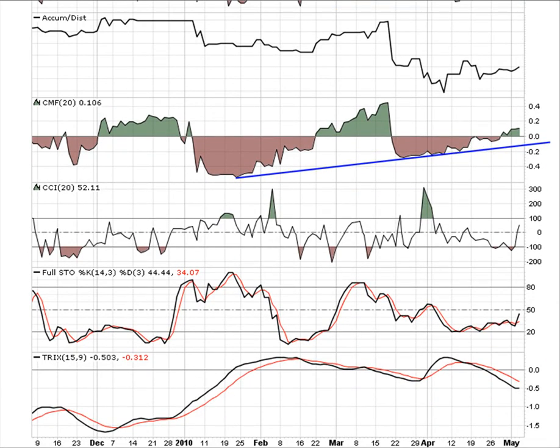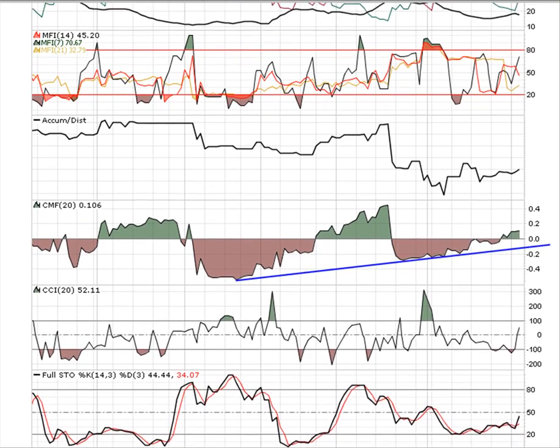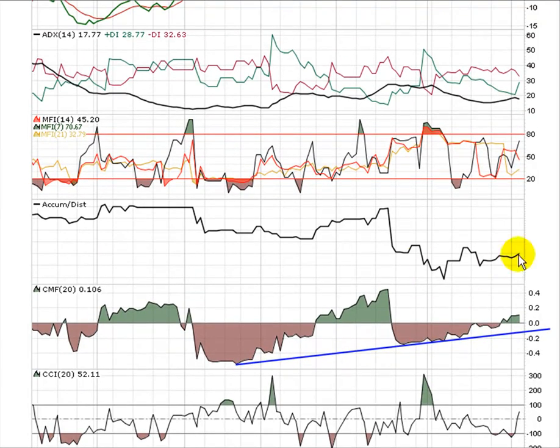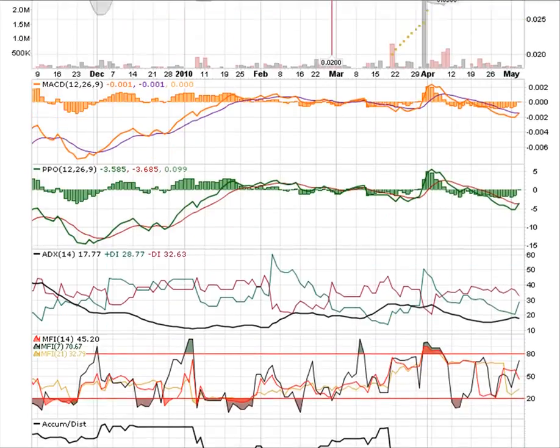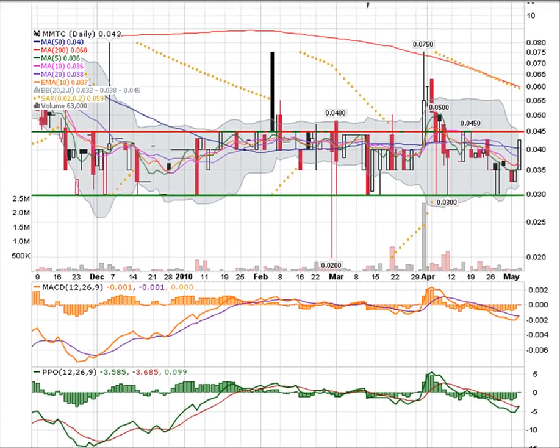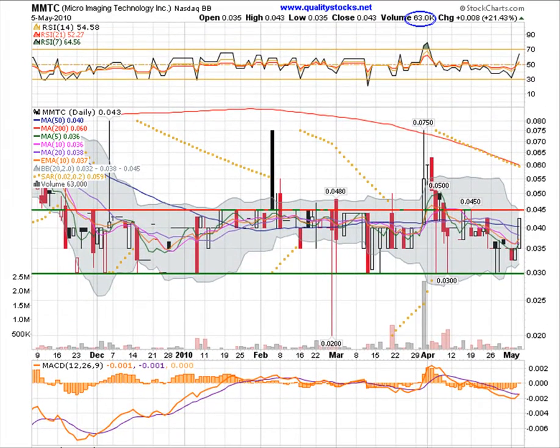I like the fact that money flow and the accumulation distribution is trying to make that little move here recently. So even though volume's been low, there's probably been some decent buying with regards to the volume being low. Some of it's obviously been buying to keep those indicators turning a little bit like they are.